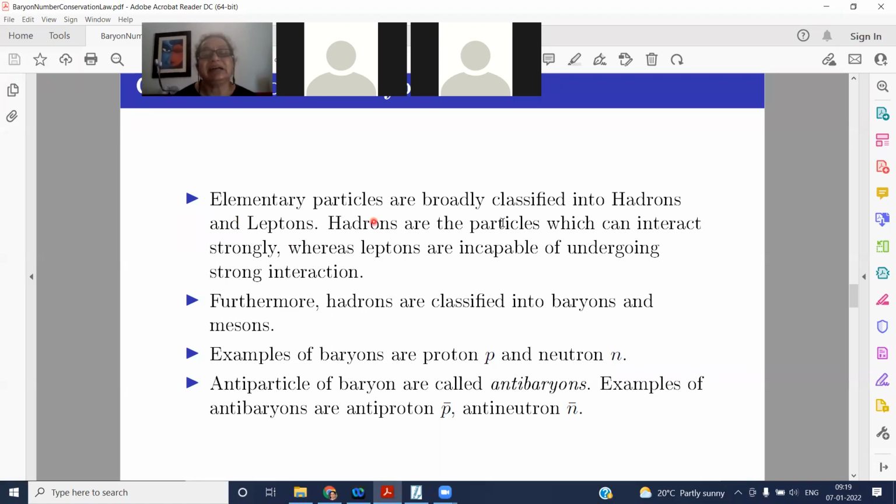Elementary particles are broadly classified into hadrons and leptons. Hadrons are the particles which can interact strongly. I am just bringing everything together when I talk about baryon number conservation. If somebody asks you to write a note on the baryon number conservation law, it's better to start like this. Hadrons interact strongly. Leptons are incapable of undergoing strong interaction. Furthermore, hadrons are classified into baryons and mesons. Examples of baryons are proton and neutron. Antiparticles of baryons are called antibaryons. Examples of antibaryons are antiproton and antineutron.